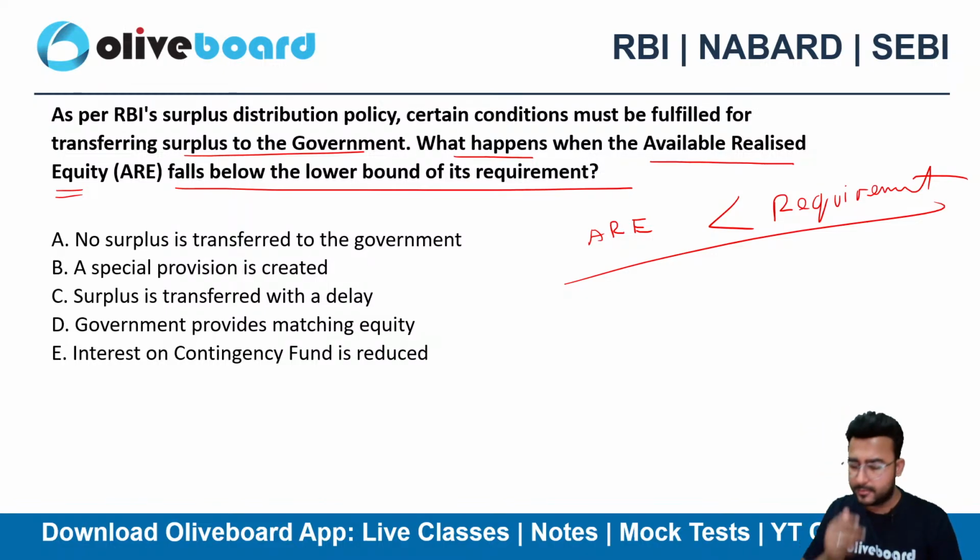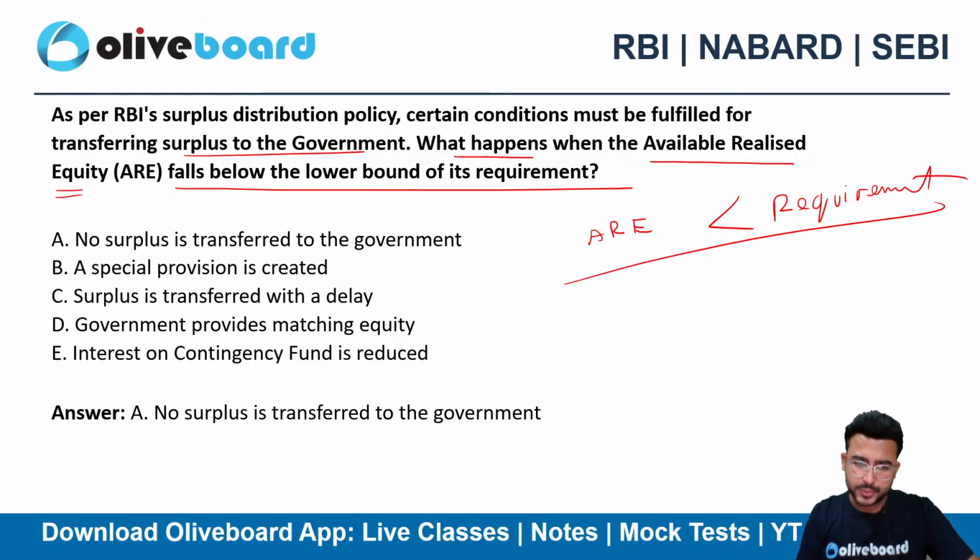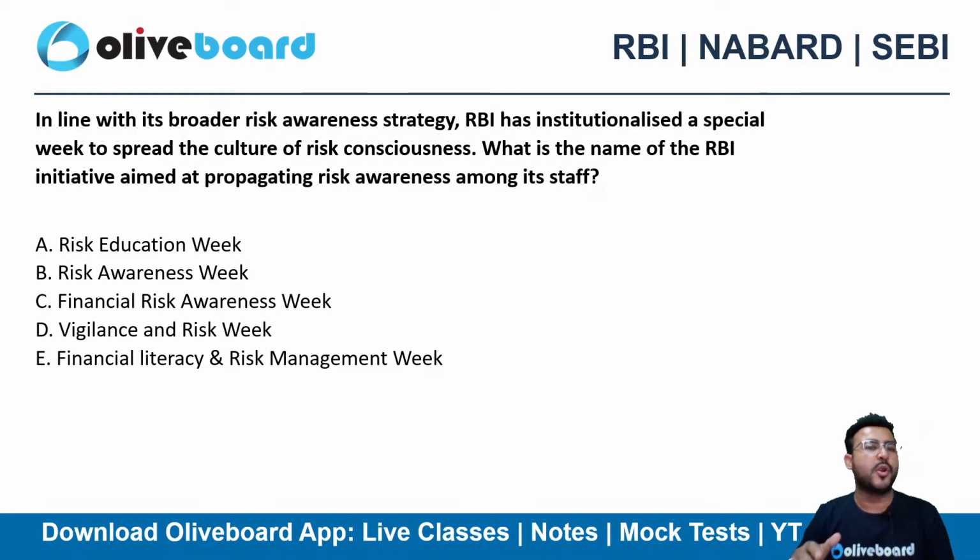What can be the possible scenario? A very simple and a direct one. And in the ECB framework, in a detailed video on YouTube, I have explained regarding this as well. Yes, no surplus is transferred to the government in that case if your available realized equity falls below the bare minimum required, right?